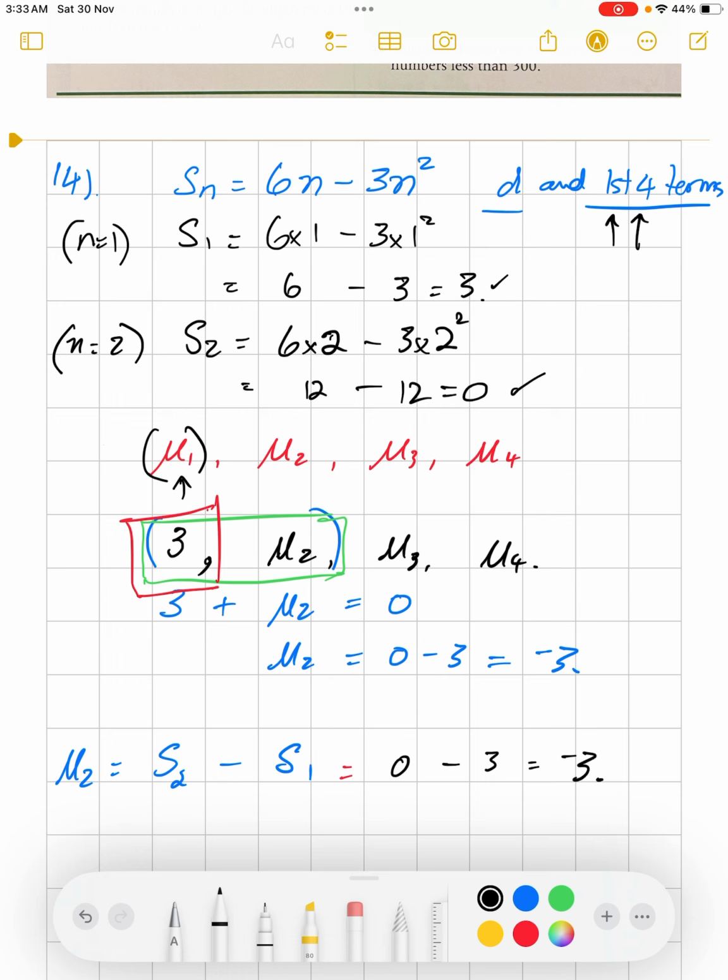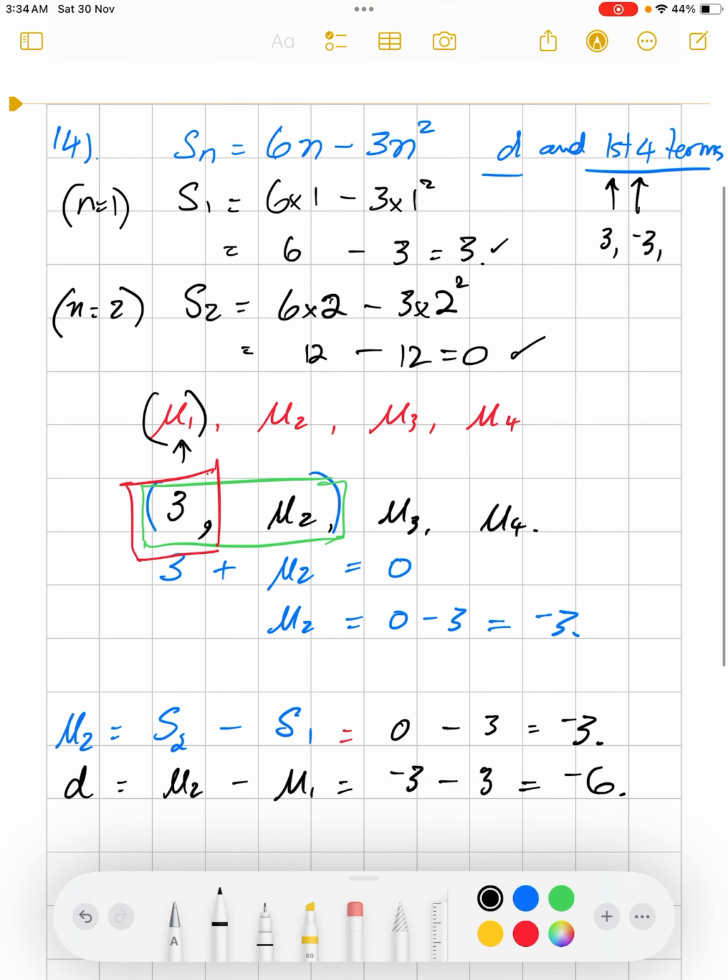So the first term was 3. The second term was negative 3. Now we can get the common difference. The common difference is the second term minus the first term. So negative 3 minus 3. And we get that they're going down by 6. Now if they're going down by 6, therefore we can simply say D is negative 6.